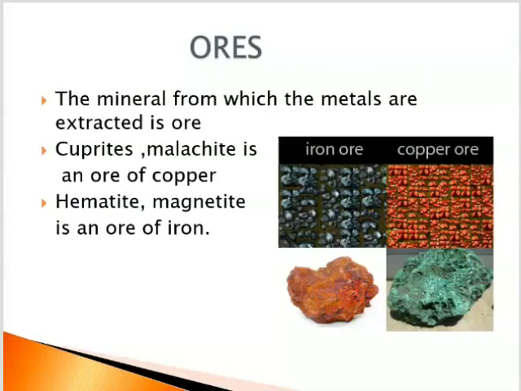In the earth's crust, metals are found with impurities called minerals. The metal has to be removed from it. The mineral from which the metal is being extracted is called an ore. Cuprite, malachite is an ore for copper. Bauxite, cryolite is an ore for aluminium. Hematite, magnetite is an ore for iron.